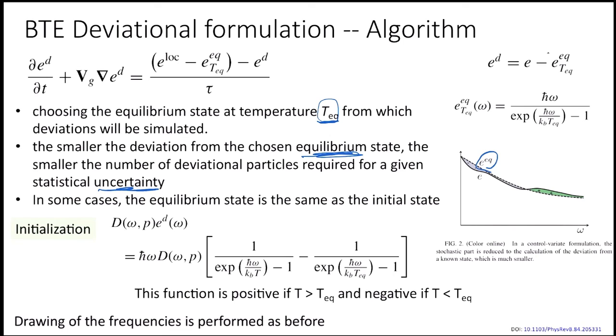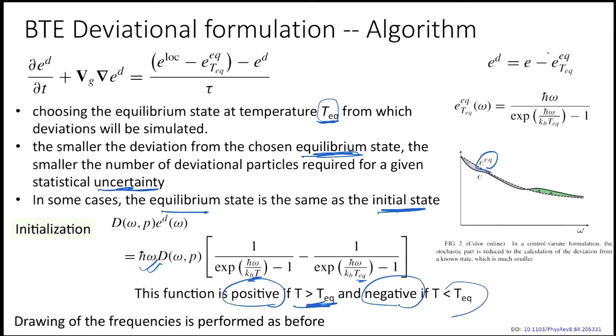And in some cases, we could also take the equilibrium state to be the same as the initial state. So in that case, for the initialization step, if T and T equilibrium are the same, we cannot draw particles from there. The particles could only come from the boundary. But let's say T and T equilibrium are different. If T is greater than T equilibrium, then this term would be positive, so we call it a positive particle. And if T is less than T equilibrium, then the particle would be negative.